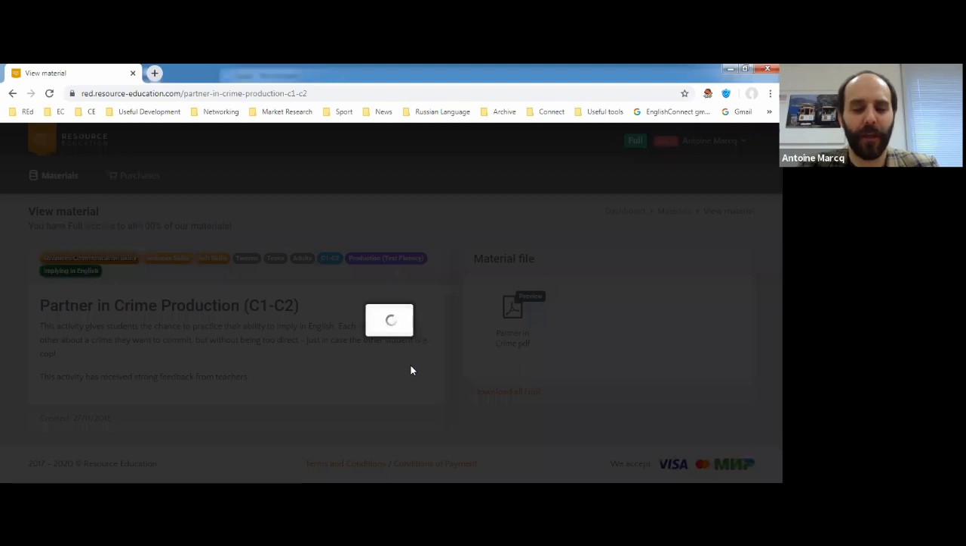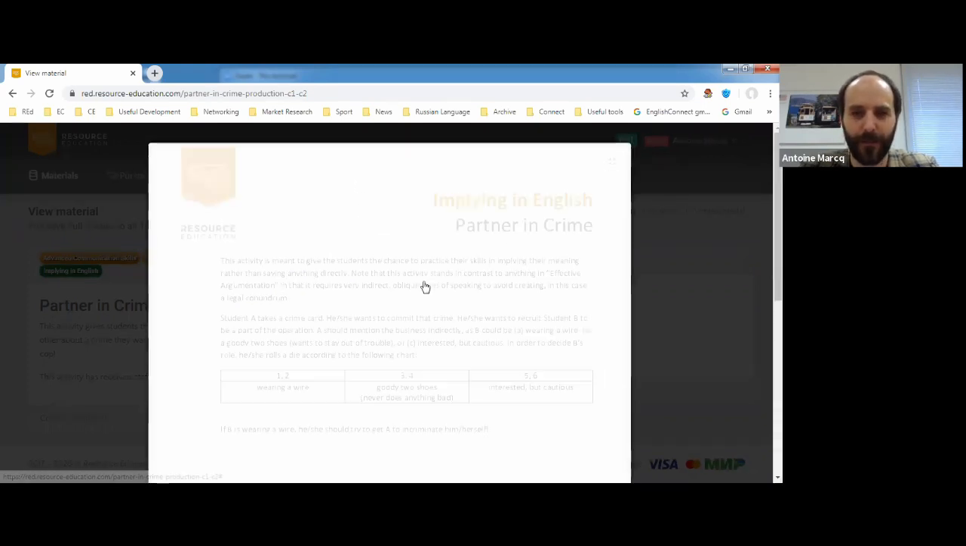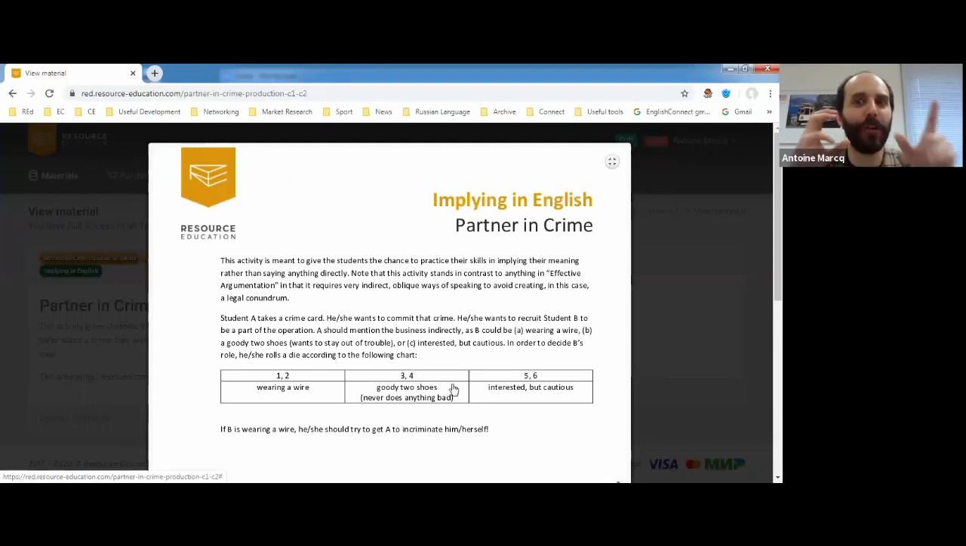Partner in crime. What students are going to be doing here, basically, we're looking for a situation where students don't want to be too direct about what they have to say. So student A takes a crime card. He or she wants to commit that crime. He or she wants to recruit student B to be a part of the operation. But you don't want to be too direct about it. A should mention the business indirectly, as B could be wearing a wire, could be a goody two-shoes, wants to stay out of trouble, or last, C, interested but cautious.